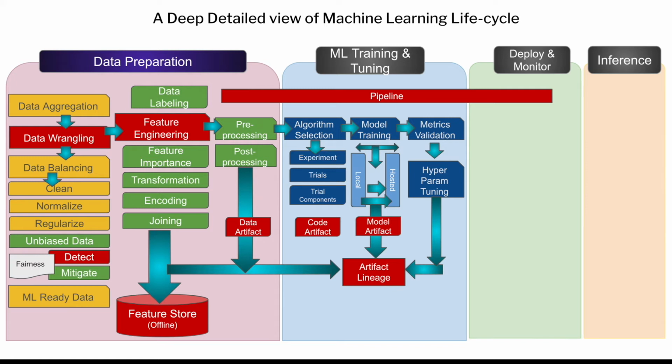So a variety of information can be added at all levels: data artifacts related to your data, metadata, code artifacts, which means the functional machine learning algorithm related information, and finally the model artifact. And all of that can be stored in this artifact lineage.